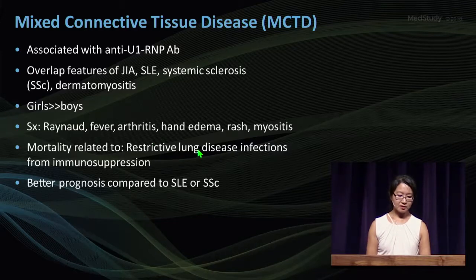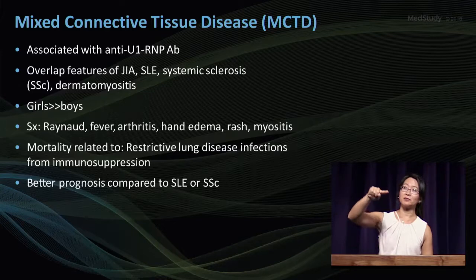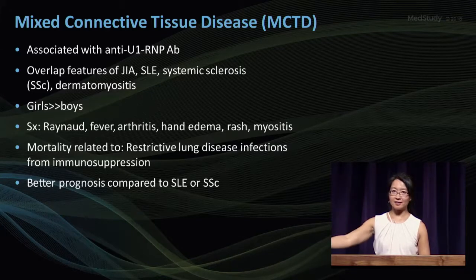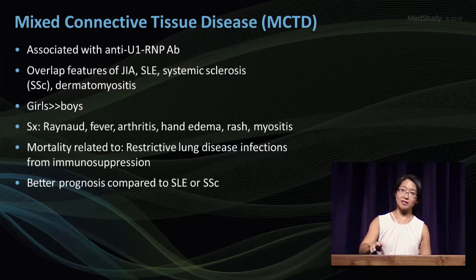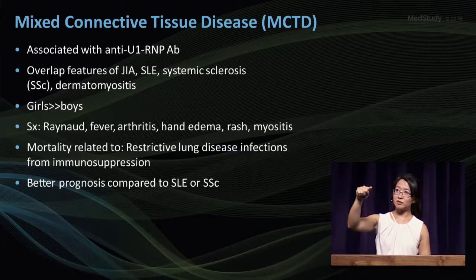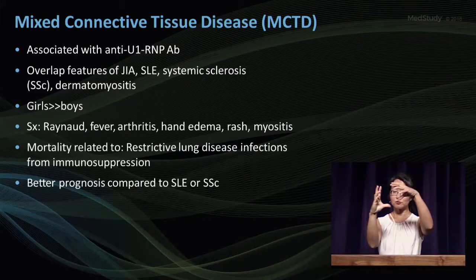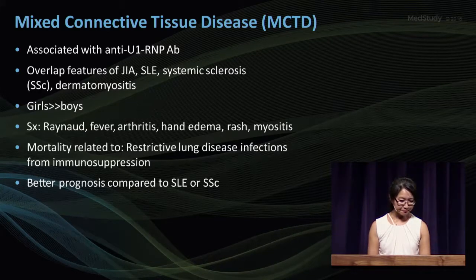So in GPA, remember their flow volume loop goes up, then it flattens out and it goes down. In patients with mixed connective tissue disease, if they have a flow volume curve, it's a restricted pattern. So normal is bigger, restriction is smaller. And they can also die related to infections from immunosuppression. But interestingly enough, patients who have a positive RNP antibody actually do better than patients with lupus or systemic sclerosis.